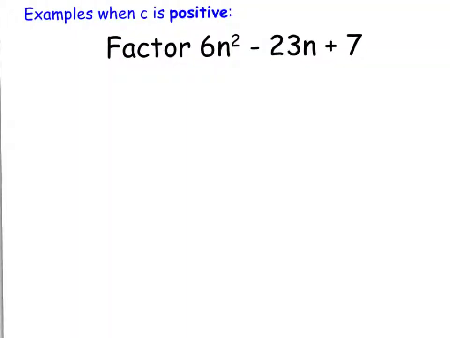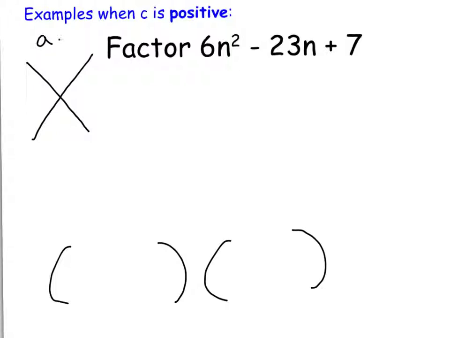One more example. So again, get ready, put those two parentheses down here, and we're going to make our little cross here, and we're going to do A times C, and that has to add up to B. So A is 6, C is 7, so 6 multiplied by 7 is 42, but it has to add to negative 23. So we'll deal with that. No problem there.